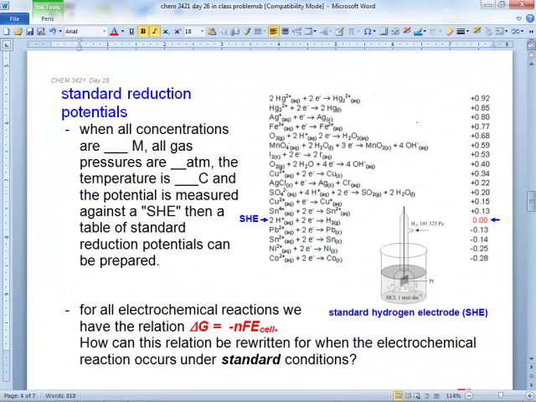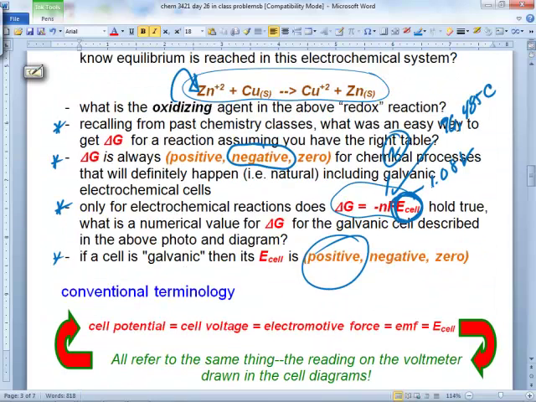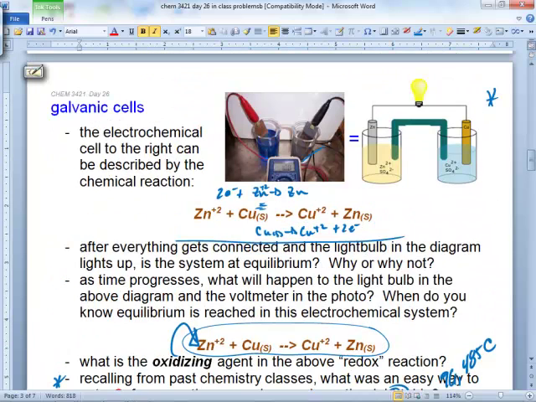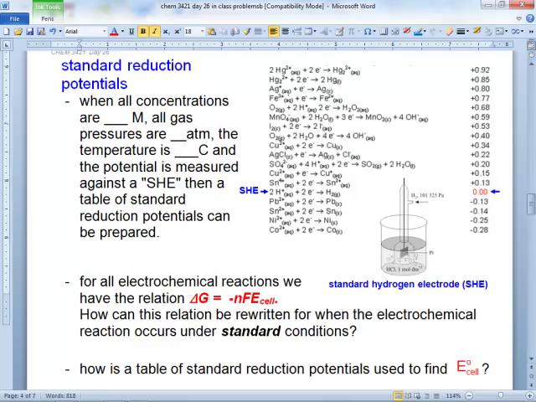Okay. Now, if you remember, I asked, what was Ecell? And someone said, oh, you use the tables. Well, yeah, if you can't read it off a voltmeter, you're going to have to use some tables. It's going to be pretty rare for me to give you a picture of a voltmeter and have the voltage on there, right? But you could.